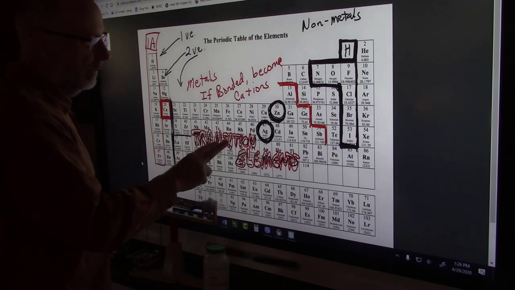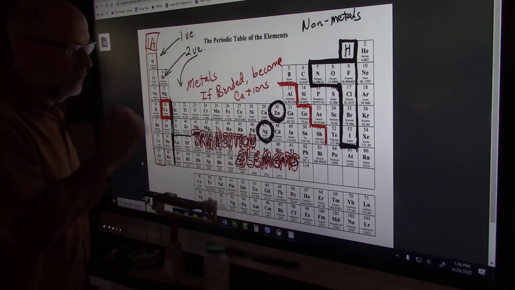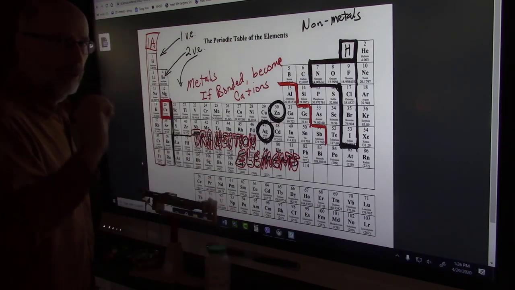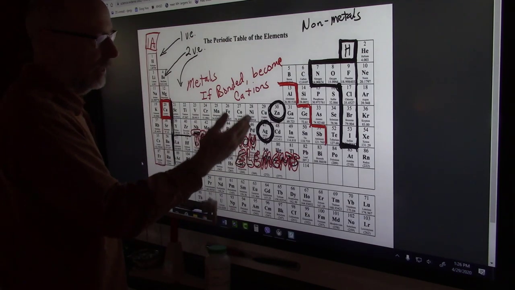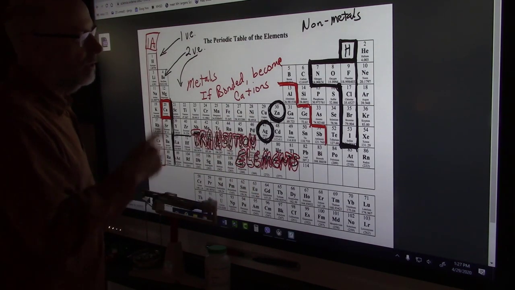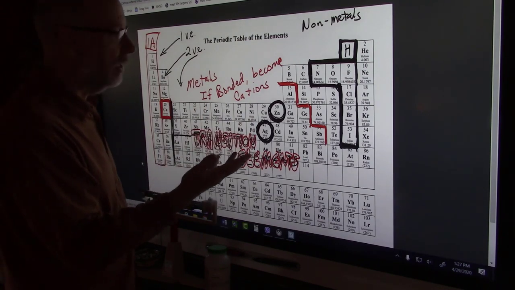A couple that you ought to be aware of, zinc and silver. Zinc, if it's just sitting there as a solid, has a charge of 0. But if it's bonded to something, zinc always gets a +2 charge. Silver always gets a +1 charge. So you don't call it zinc 2 or silver 1 because everybody knows what their charges are.